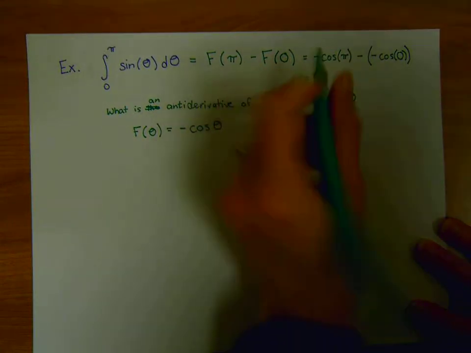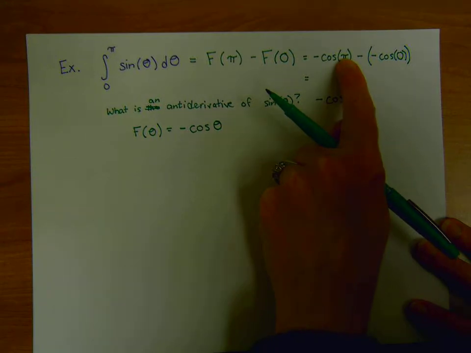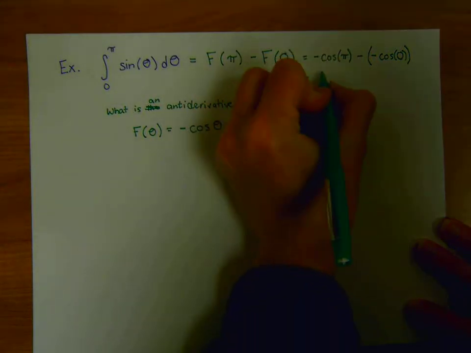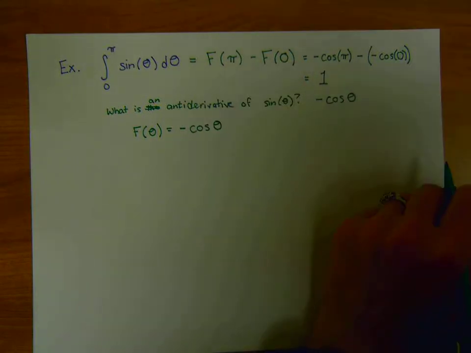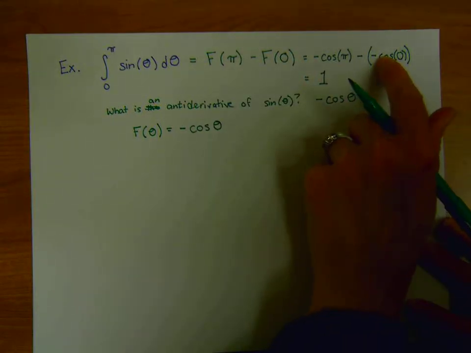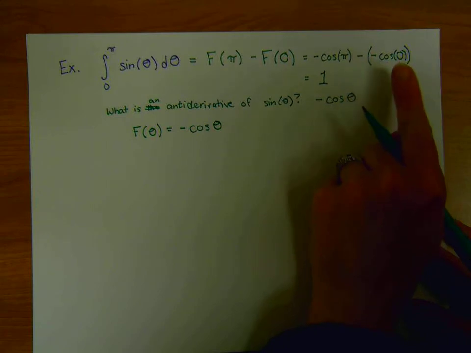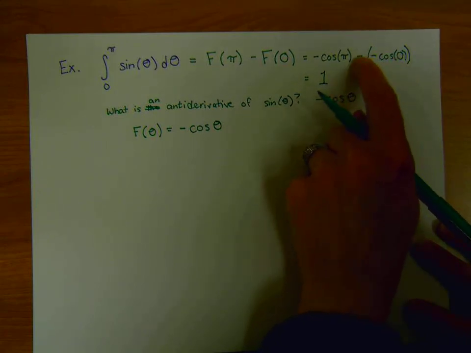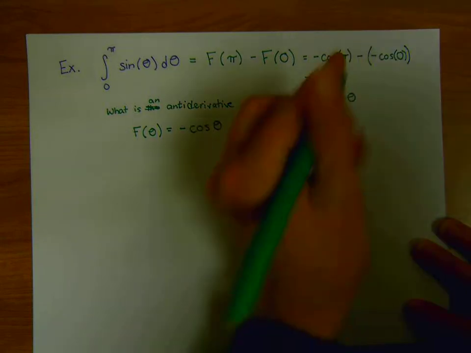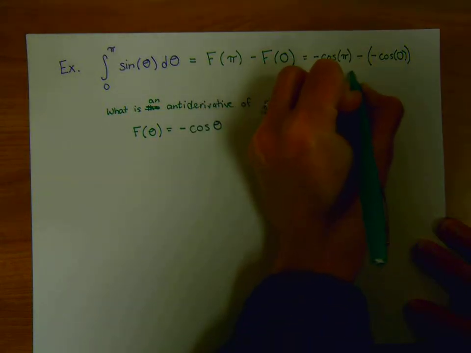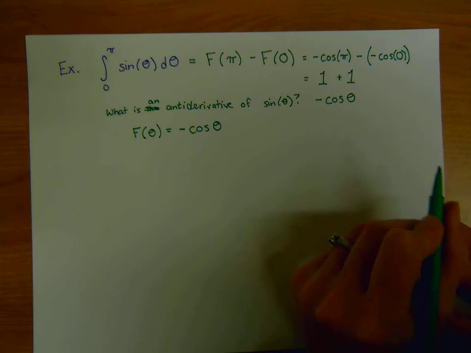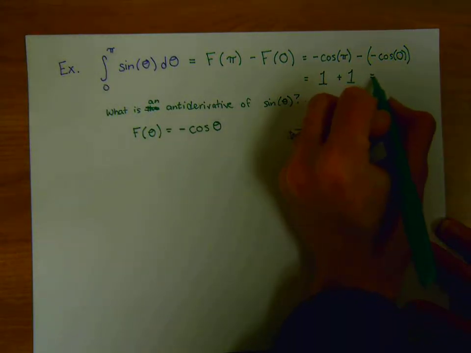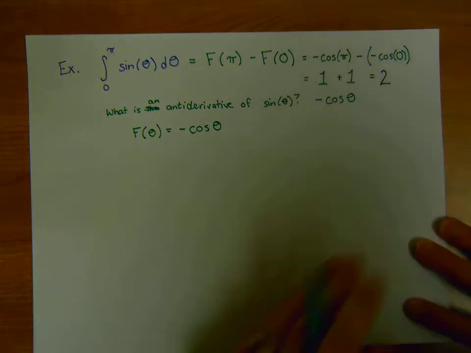And what do we have here? The cosine of pi is negative 1. So the negative of negative 1 is actually a positive 1. The cosine of 0 is 1. The negative of 1, and this is the negative of the negative of 1, which is positive 1. Right? Following all the signs on that. So it means that this integral should be 1 plus 1, which is equal to 2.